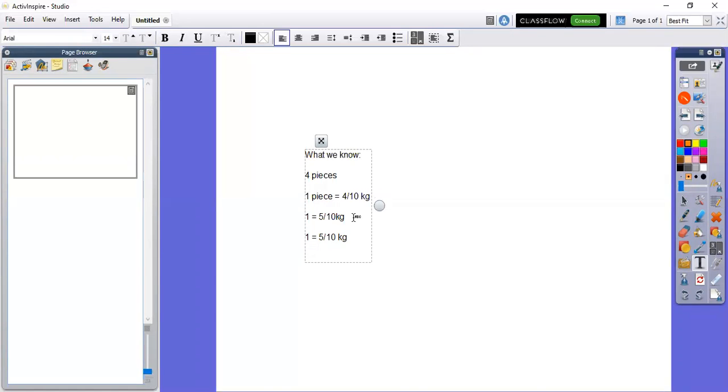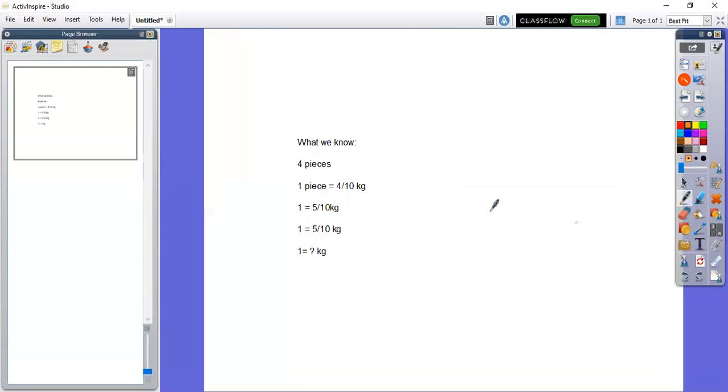And we're trying to find out what piece number 4 is. So the other piece, how many kilograms? So question mark, kilograms. That's what we're trying to find out. So I'm going to draw a tape diagram like we have always been doing.